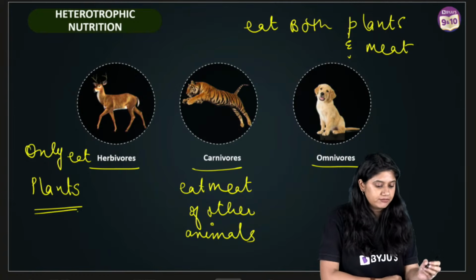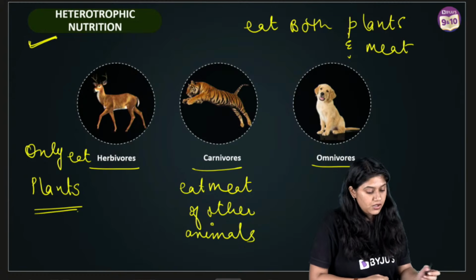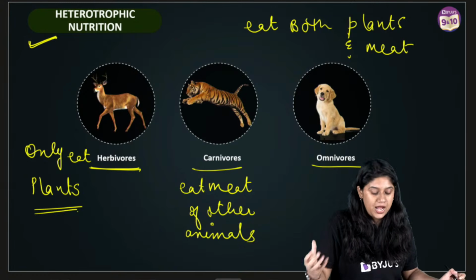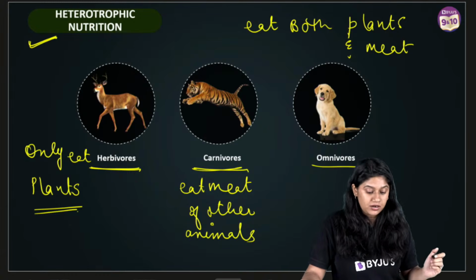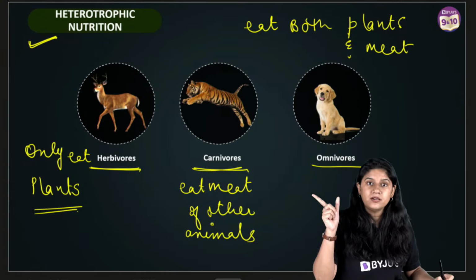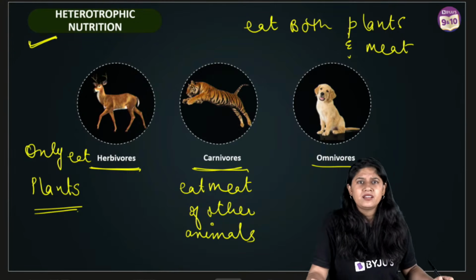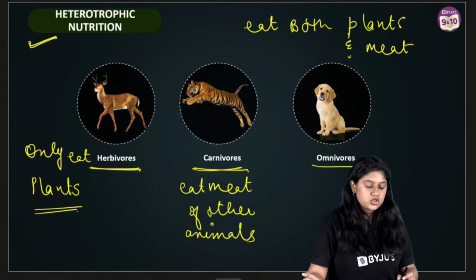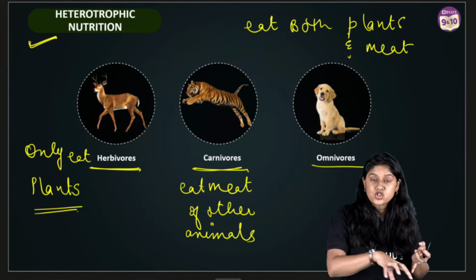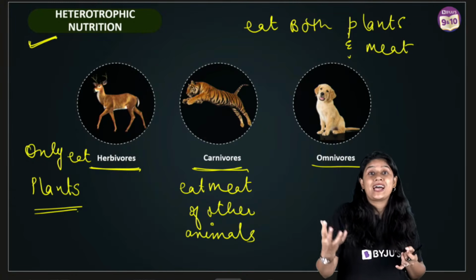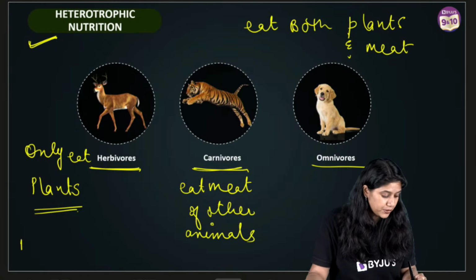Yes? So what we have? We have the heterotrophic mode of nutrition in which we have three different types of organisms. We have herbivores, which eat only plants, carnivores, which only eat the meat of other animals, and omnivores, which eat both plants and meat. This is something which we have studied in the lower grades, right? So what we have discussed till now is about autotrophs and heterotrophs, and the different types of organisms based upon what they eat. Plants are called the producers, right?